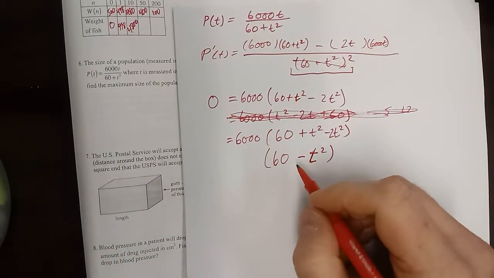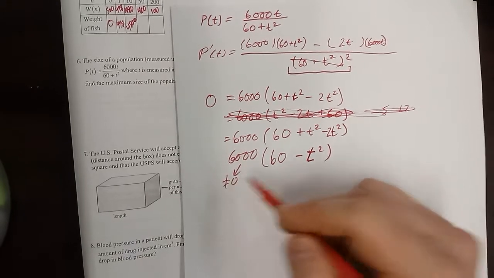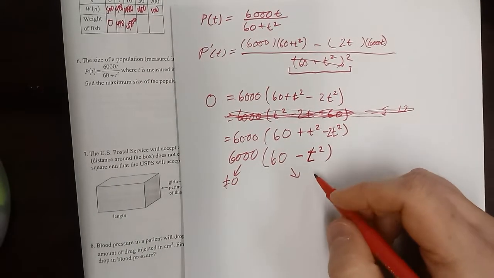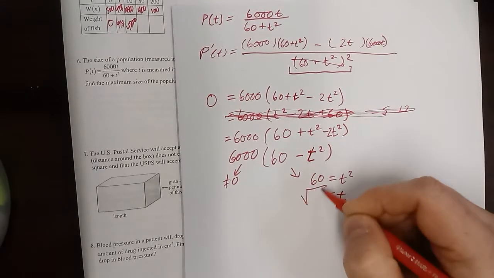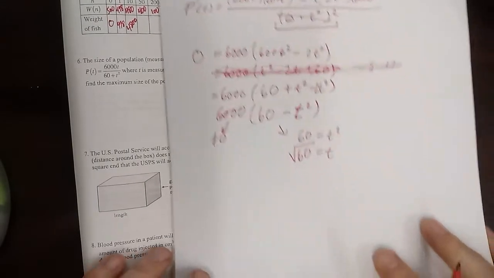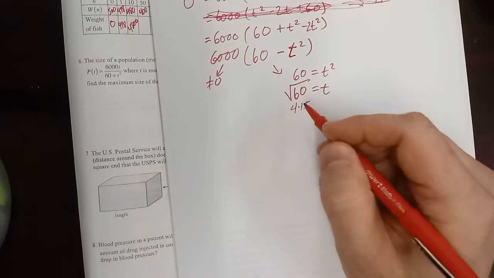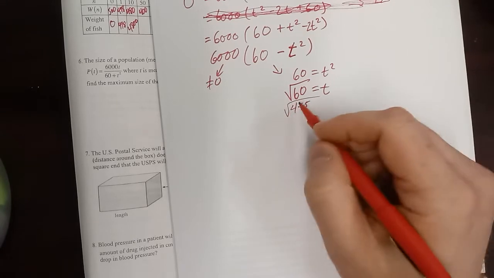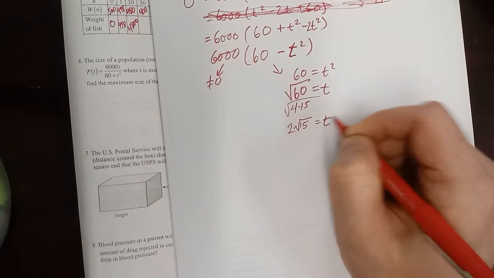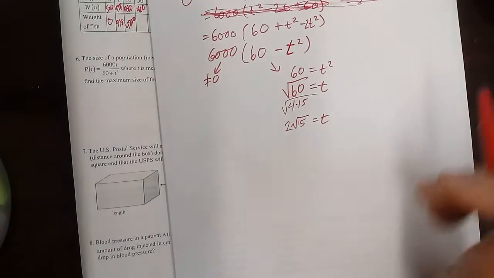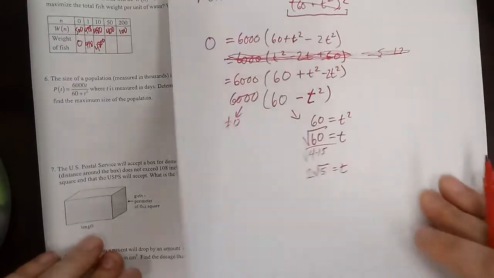So if I'm going to set these things equal to 0, well, 6,000 does not equal 0 ever, and 60 minus t squared, that's going to be 60 equals t squared, and t is going to equal the square root of 60. So let's be fair and actually simplify that. 60 is 4 times 15, so when I take the square root, 4 turns into a 2, 15 is still under the radical. And remember, this could be plus or minus, but since we're dealing with time, we assume time starts at 0 and only moves on.